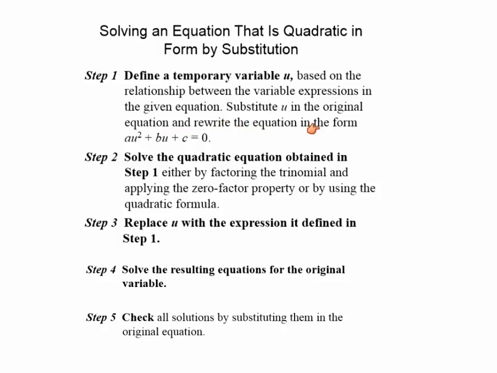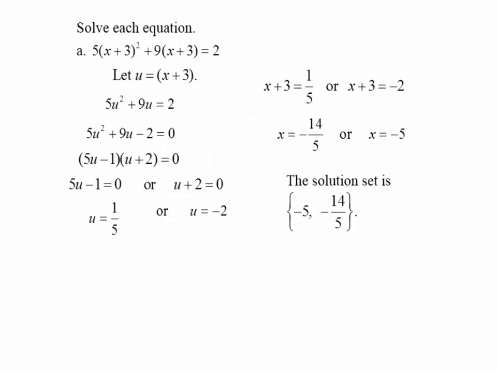Substitute u in the original equation and rewrite the equation in the second order equation standard form. Step number 2, solve the quadratic equation either by factoring or using quadratic formula. Step number 3, replace u with the expression it defined in step number 1. So you have to go back and substitute the value of u into the original assumption. Solve the resulting equation for the original variable and check the answer.